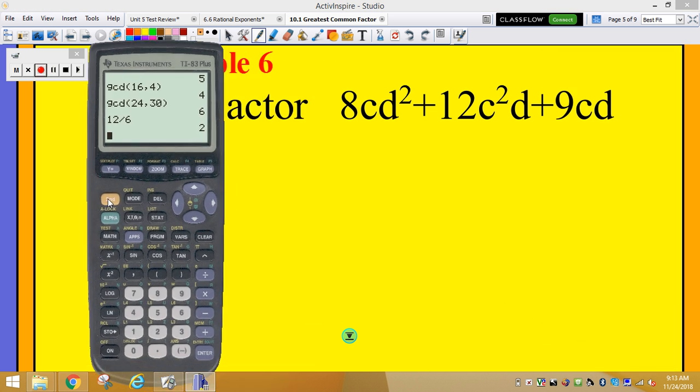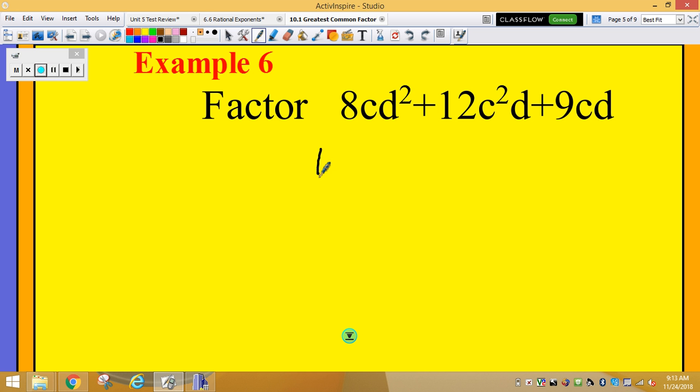8 and 9. So we're going to find the GCF between 8 and 9. And it's just 1. Do they all have a C? Yeah. Your smallest exponent is a 1. Do they all have a D? Yeah. Your smallest exponent is a 1.